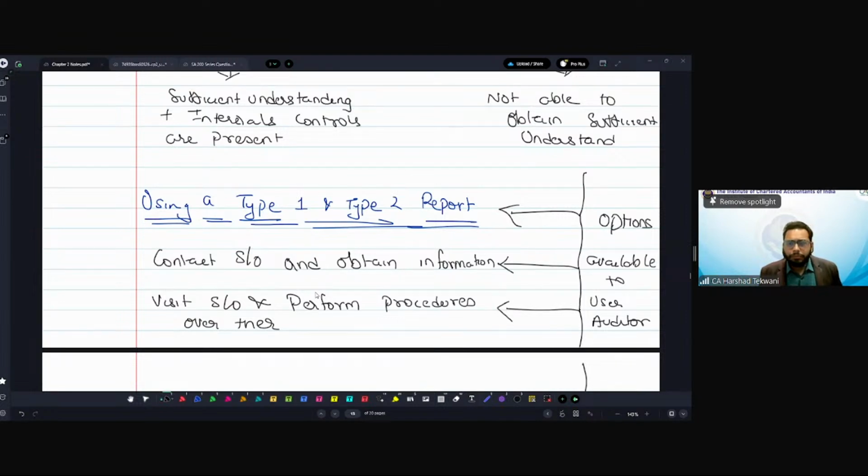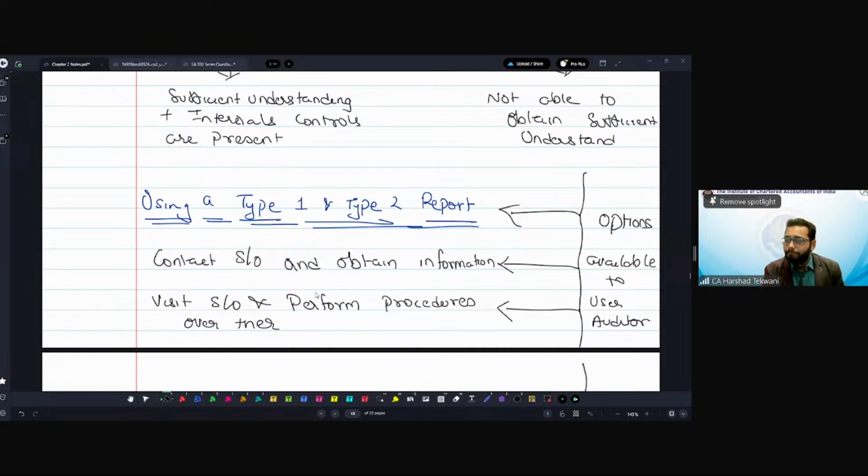Generally, it is not like that because entities have to provide this kind of thing. This is part of the agreement. If I'm outsourcing the work to some other entity, it will always be part of the standard agreement that if my auditor requires something, you have to provide it. Okay, sir. Yes, Pooja.